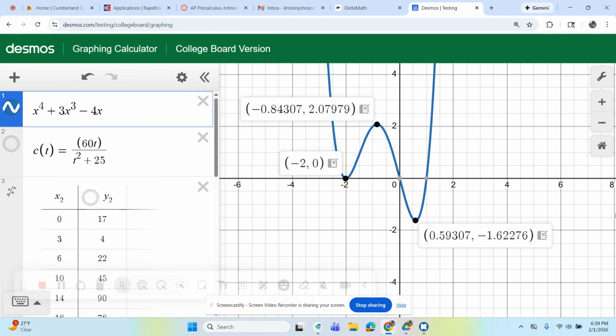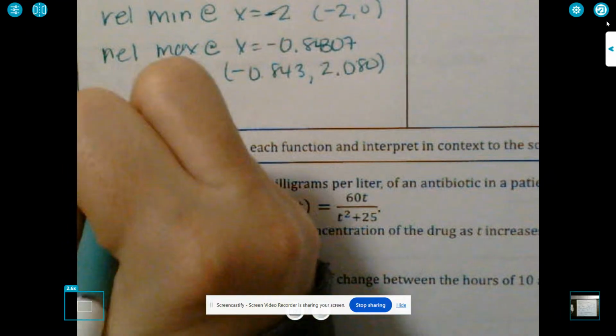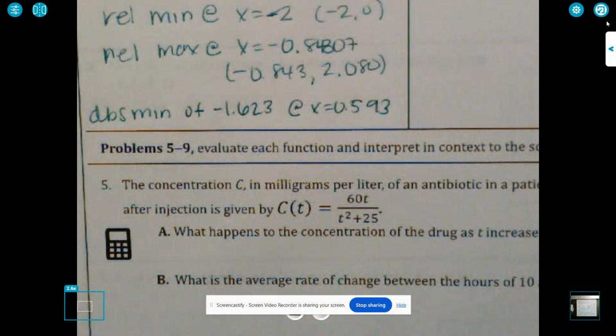So this is an absolute min. Okay, so remember when we write our absolute min, you want to say the value of it and then the x value. So our absolute min is at negative 1.623. Okay, so our absolute min of negative 1.623 at 0.593. So the min value is important there. So let me go back to my page and show you what I'm saying. Okay, so when I write that, my absolute min of negative 1.623 at x equals 0.593. So that's what you're looking for in that problem.